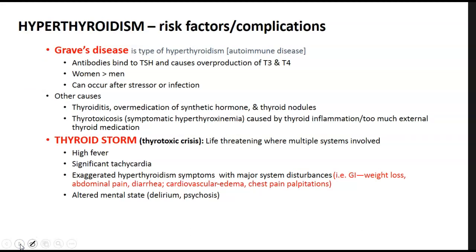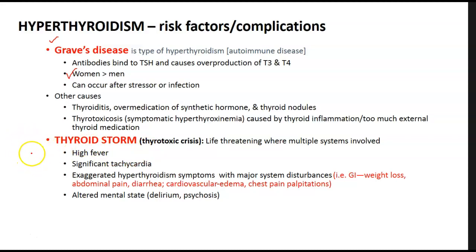So, Graves' disease is a type of hyperthyroidism. This is the autoimmune version of it. So if you hear Graves, that is because antibodies have bound to the TSH receptor and caused an overproduction. Again, you see it a lot more in women, and it is often caused by stressors or infections. I've seen a lot of patients where, if they have this, pregnancy was the cause of it. Other causes can be thyroiditis.